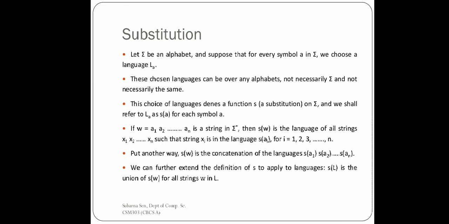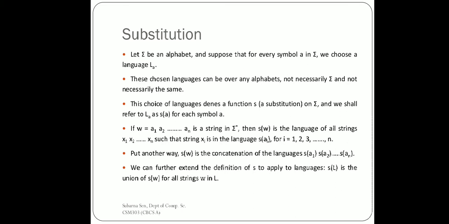And this choice of languages defines a function S. The spelling is wrong here, just correct it. This function S is called a substitution on sigma, and we shall refer to LA as S of A for each symbol A. This symbol will be used to refer to all this throughout the proof. That is, we will use SA for further reference. You can see that we will use SA, right? Because we are using the function substitution.